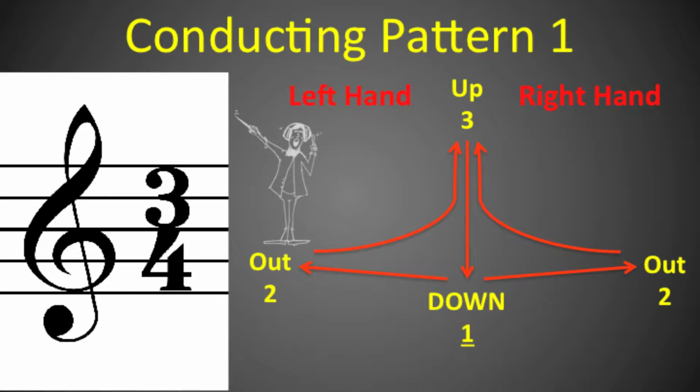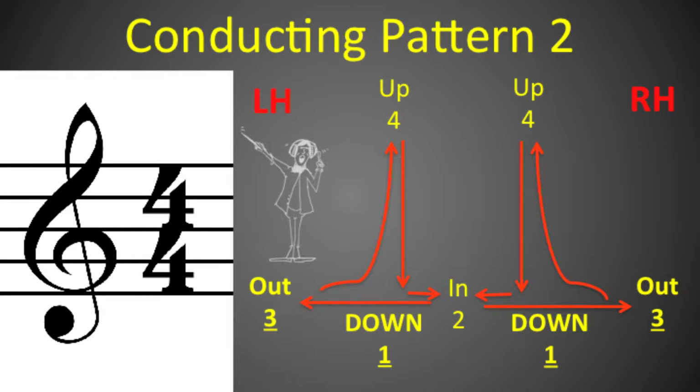For example, 3/4 time. 1, 2, 3, down, out, up. Or 4/4 time. 1, 2, 3, 4, down, in, out, up. And there are other meters as well, other groupings of beats in time.